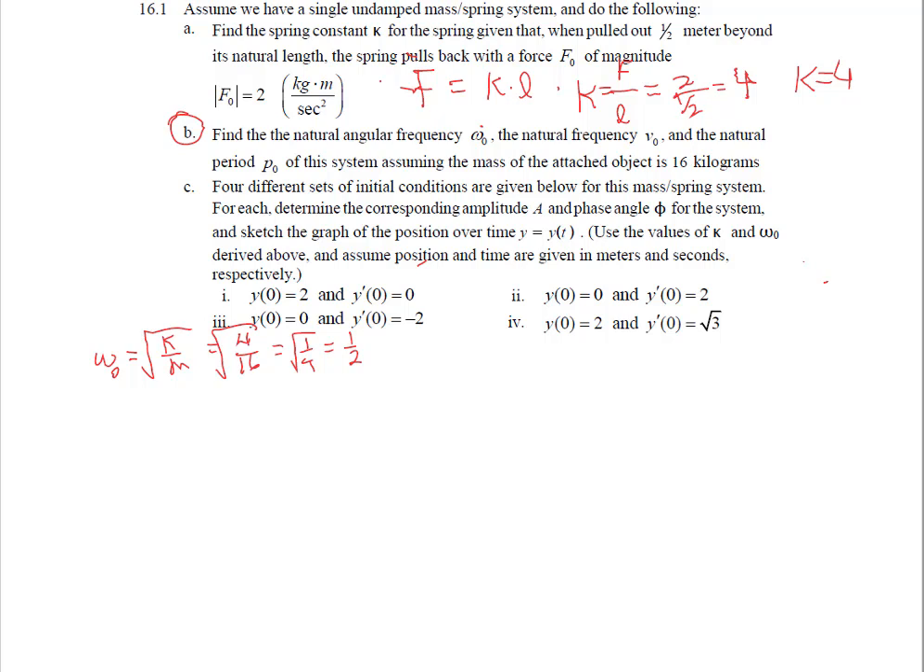The natural angular frequency. The natural period, that's P naught, we know is 2 pi divided by omega naught. So that'd be 2 pi divided by 1/2, which comes out to be 4 pi. The natural frequency is just the reciprocal of that, so that'd be 1 over 4 pi.